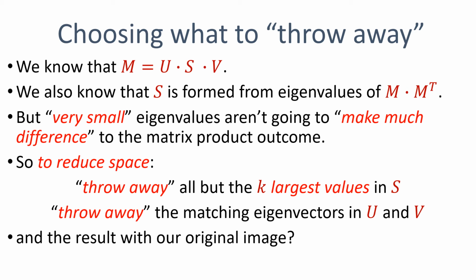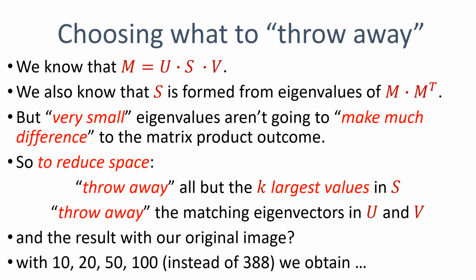And what happened with our original image? Well, remember the image we had earlier with 388 rows. Suppose we look at what happens when we carry out that process with 10 rows, with 20, with 50 and 100. Well, our first effort is this. It's not absolutely brilliant. There is a lot of noise. We have these patches of red appearing. We can just about make out that this is a still life.